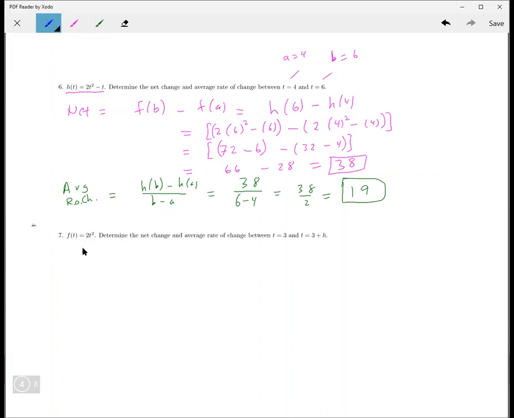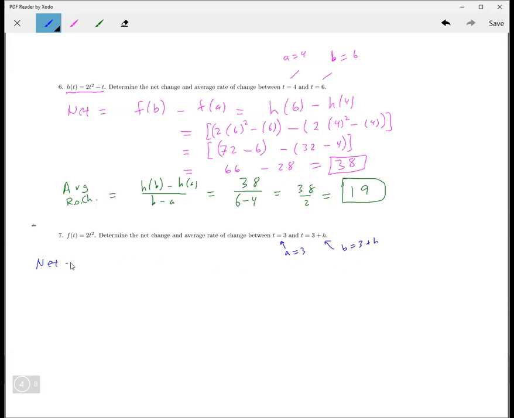So the next one is 2t squared. And we're supposed to find the net change and average rate of change between these two numbers. So this is a little bit trickier because the second one has some variableness to it. The first one is 3. The second one is 3 plus h. Okay, so again, that's our a. And then b is 3 plus h.